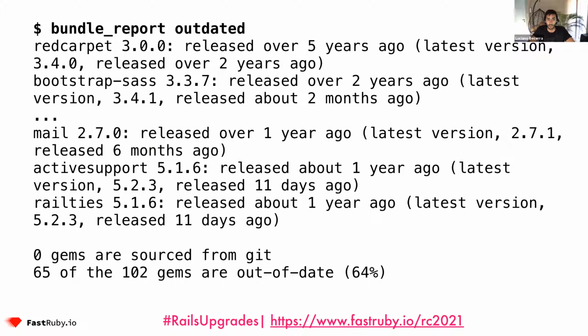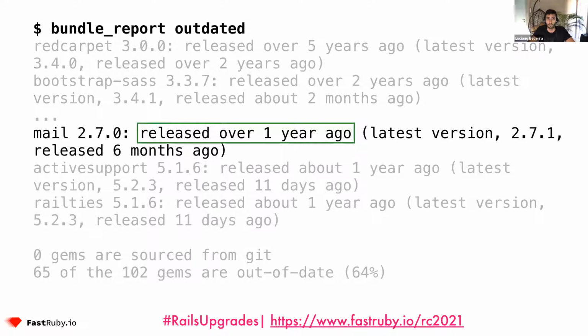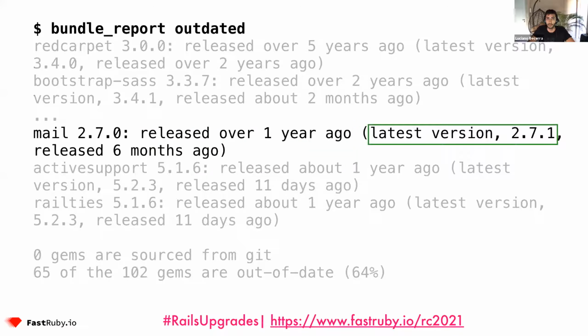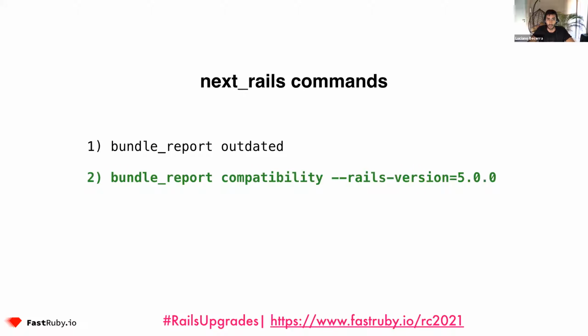And as you can see, for each of the gems it shows when it was released, what's the latest version of that gem, and how old that version is. And the second command is bundle_report compatibility, which will tell you what are the gems that won't work with the version of Rails that you want to upgrade to. In this example it's Rails 5.0. Remember that we always want to do gradual version jumps, meaning that we want to upgrade to the next minor version of Rails. So for example, if your application is running Rails 4.2, the next minor version will be 5.0.